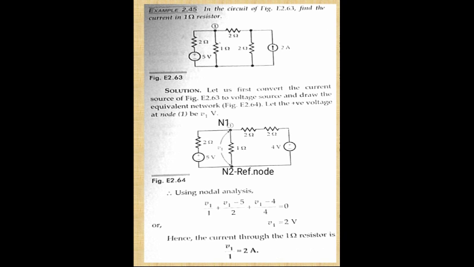So the equation is V1 upon 1 plus (V1 minus 5) upon 2 plus (V1 minus 4) upon 4 is equal to 0. After solving this equation, we find the value of V1 is 2 volt. Now current in the branch of 1 ohm will be V upon R. So V1 is 2 volt and R is 1 ohm. So the current is 2 ampere.